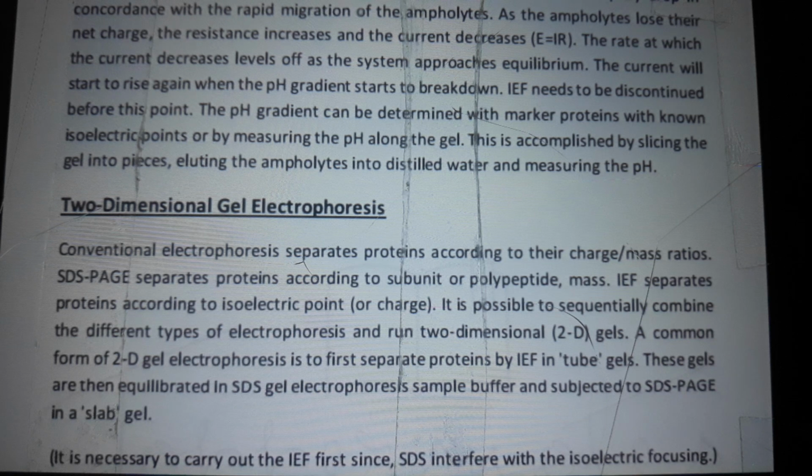The pH gradient can be determined with marker proteins with known isoelectric points or by measuring the pH along the gel. This is accomplished by slicing the gel into pieces, leaching the ampholyte into distilled water and measuring the pH.